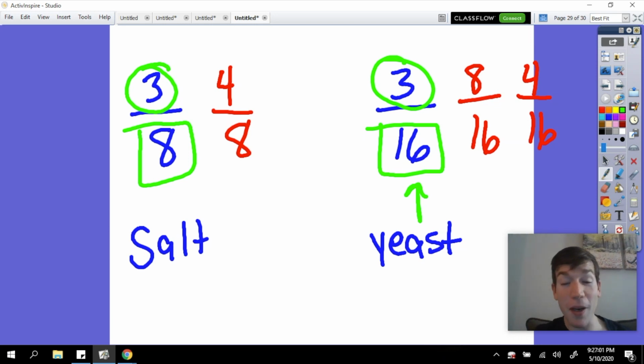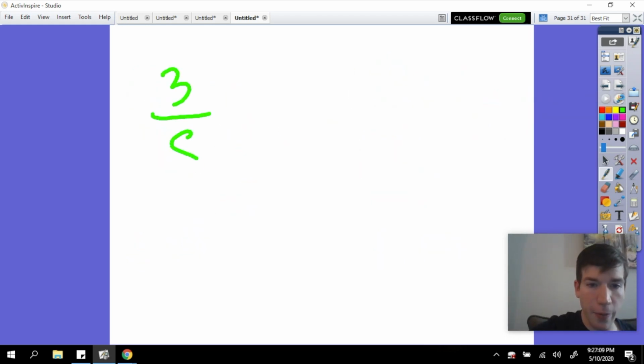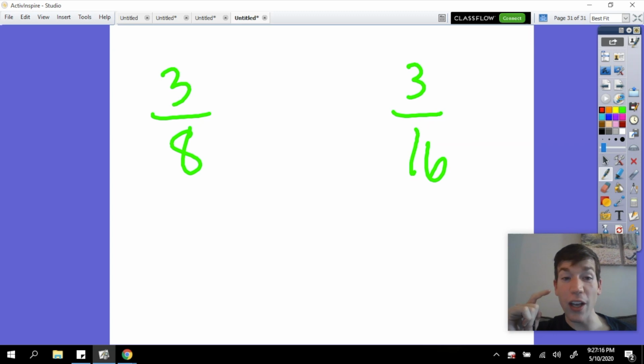Now, because of this, and because we have the same amount of pieces, we can say that if we're looking at 3/8 and 3/16, 3/16 is kind of like taking 3/8 and splitting it in half, and I'm going to show you why.